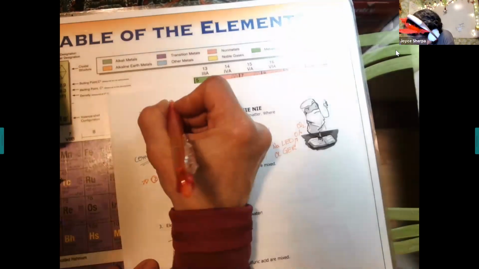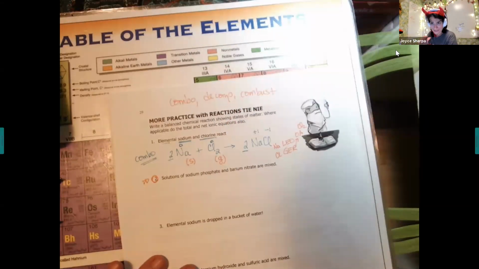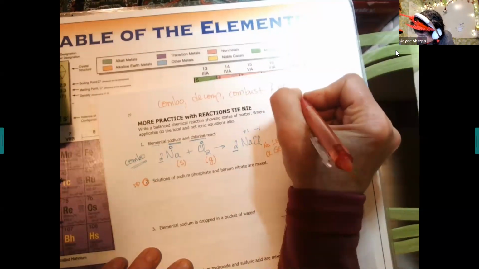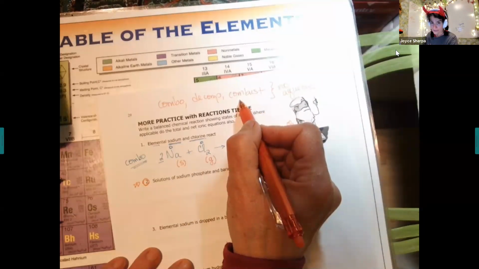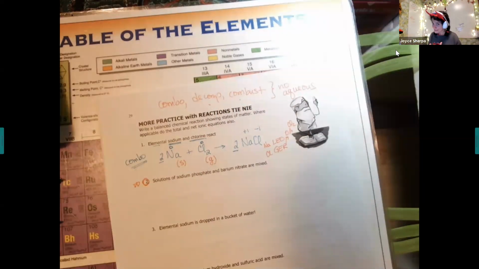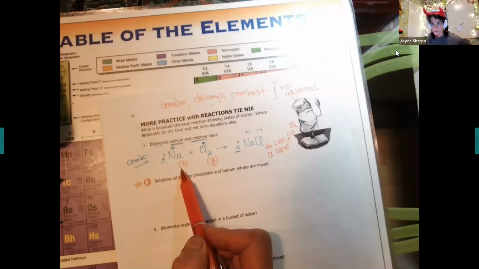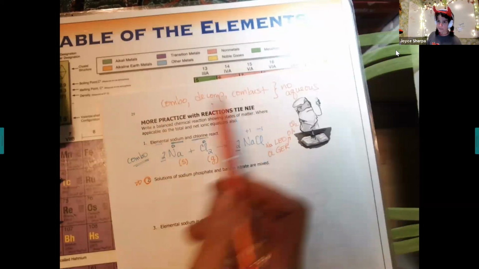Combos, decomps, combustion. Those first 3 types, like on the lab last week, that first page, no aqueous. If they were soggy, if you dumped them in the water, there's no way you can burn it if it's soggy. It's not going to decompose if it's wet. It's going to ionize, but it's not going to decompose. And if you put sodium in water, you're going to get an explosion. So there's no aqueous with combos, decomps, and combustions.